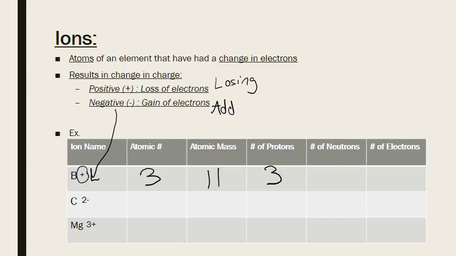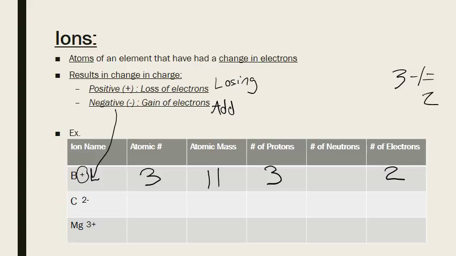Now, if there's no number there, I want you to assume that it means either positive 1 if it's plus, or negative 1 if it's minus. So in this case, we have a positive 1 charge. Positive means we lost that many electrons, so we lost 1 electron. We normally have 3 electrons, but we lost 1, so now we have 2.